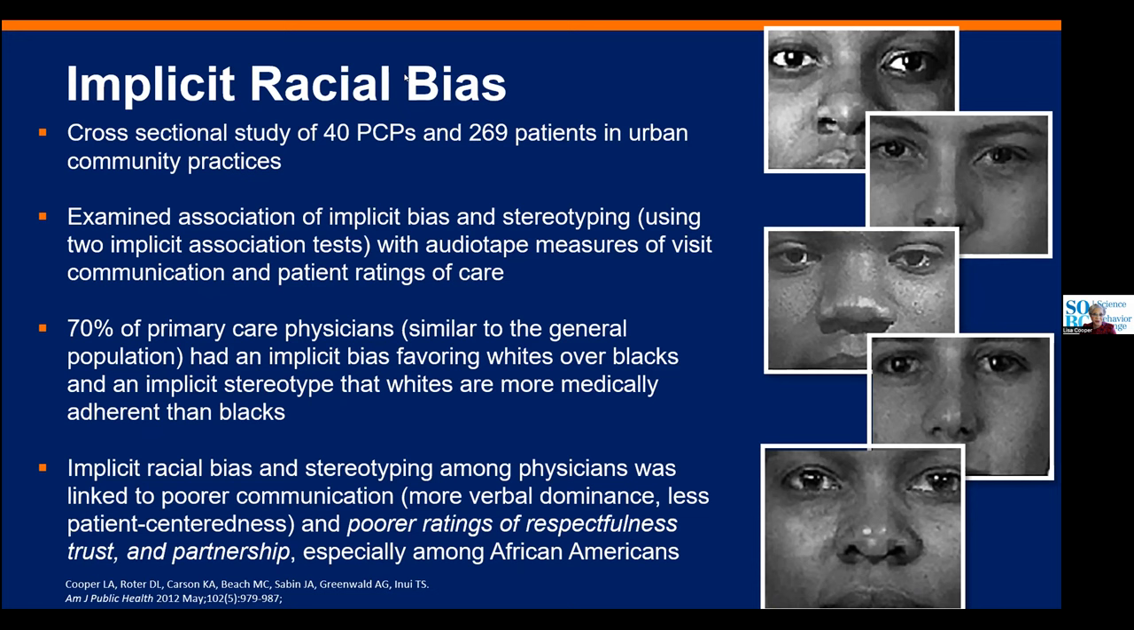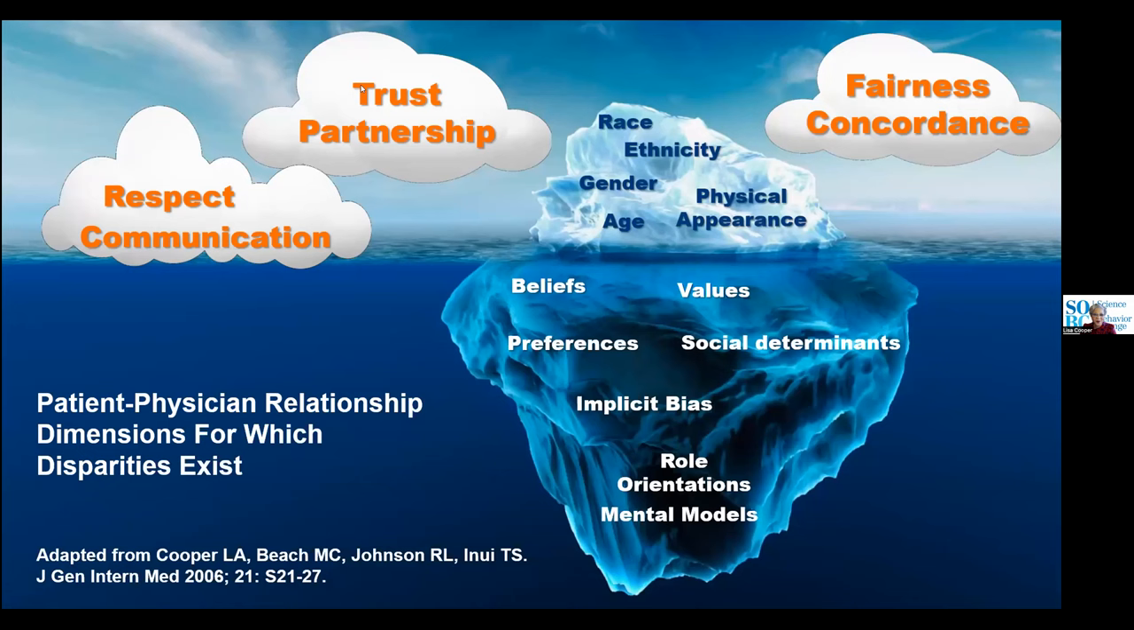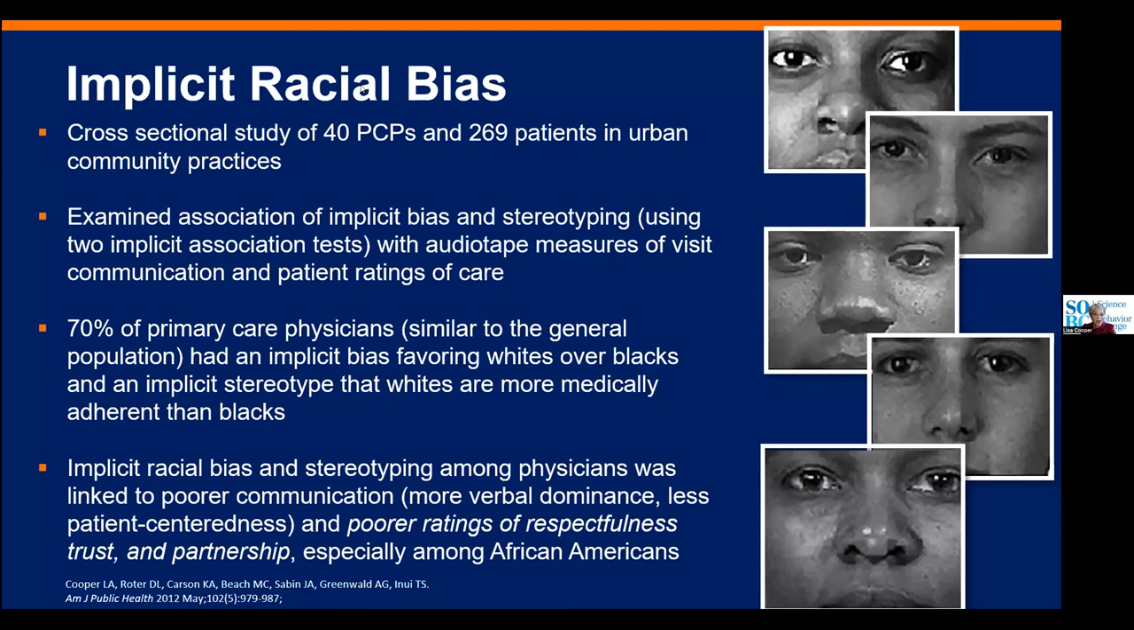And then when we did another implicit association test that was specifically designed for medical professionals, where the words were not just good or bad, but words like trusting and cooperative versus suspicious, we found that basically 70% of clinicians had that stereotype that Black patients were going to be less adherent or cooperative than white patients. And 70% had an implicit preference for whites over Blacks.